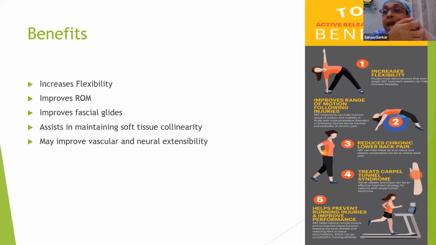So that jumbled up thing will not help in proper extensibility and flexibility of the soft tissues. But instead, if you do ART, that jumbled up thing, again, this is a hypothesis, an assumption, a presumption, will be normalized. So all the myocytes in place are linearly oriented. And when all the myocytes are linear, it is called collinear. As a result, it supposedly helps in soft tissue collinearity.